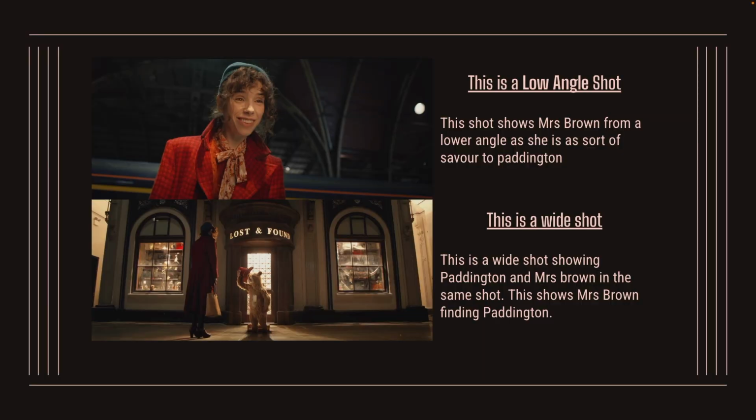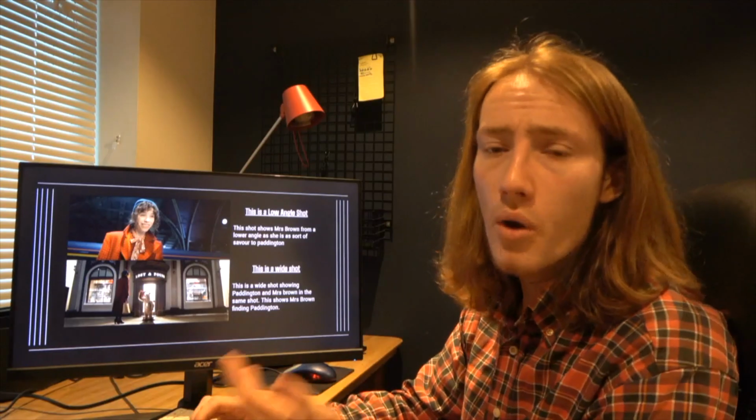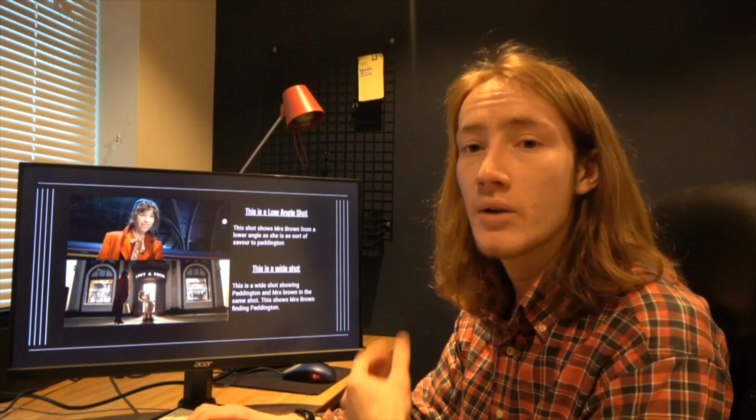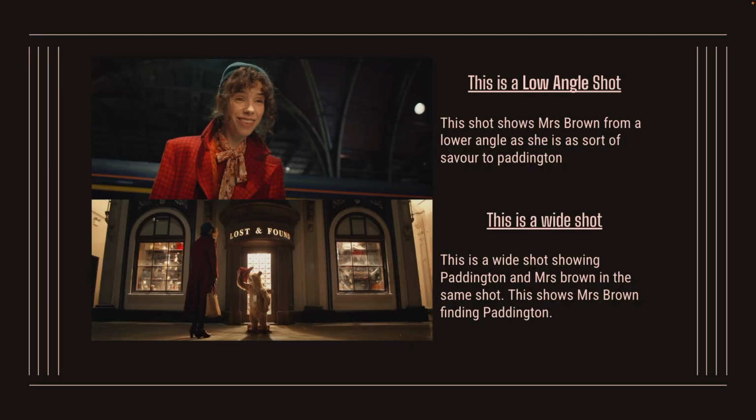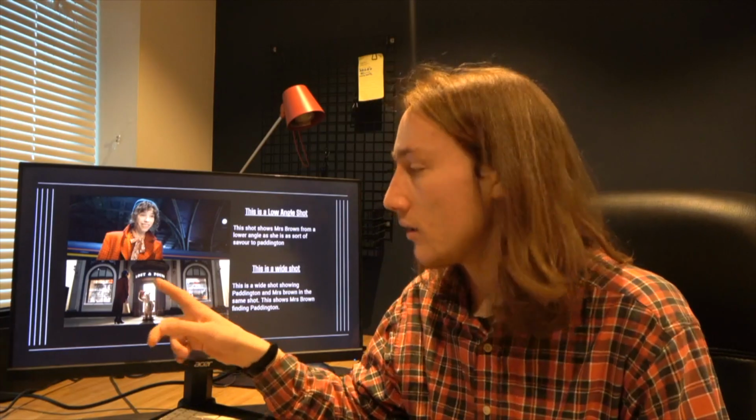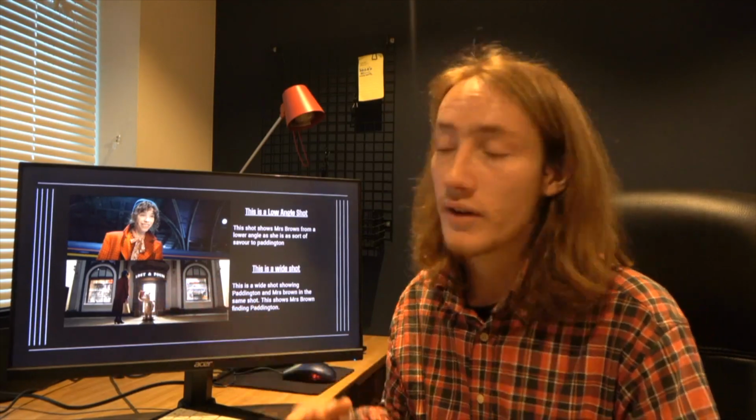Now these next two shots show a low angle shot. This shot shows Mrs. Brown from a lower angle as she is sort of a savior to Paddington in the moment. Just go up and watch the scene to fully understand what I'm saying here. This is a wide shot. This is a wide shot showing Paddington and Mrs. Brown in the same shot. This shows Mrs. Brown fighting Paddington. And if you watch the scene, in the background of this thing, it says lost and found, because Paddington was lost and now he's found.